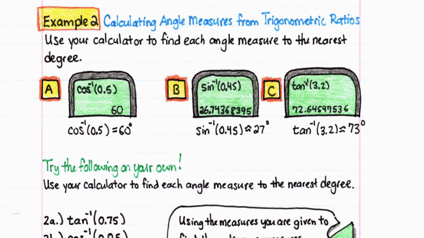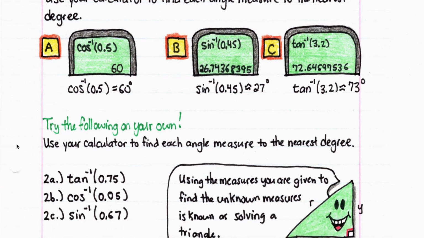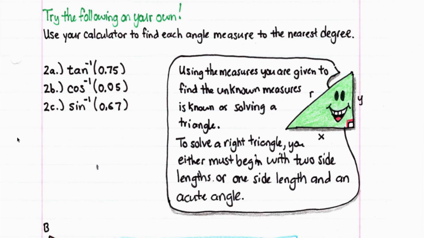The tan inverse of 3.2 is 72.64597536 and a bunch of other numbers. And this is closest to the whole number 73. So we say the tan inverse of 3.2 is approximately 73 degrees. All right, try the following on your own. Go ahead and pause the video and try 2A, 2B, and 2C.